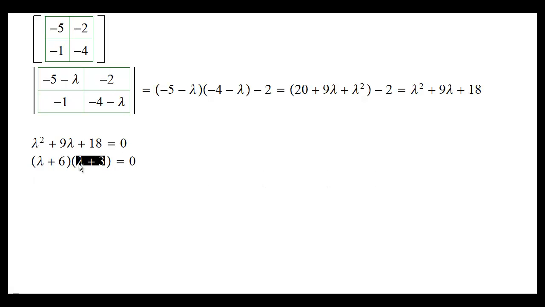So we have lambda equals -3 as one eigenvalue, all right, and lambda equals -6 as the other eigenvalue, all right, just as we did before. Now we shall go ahead and find eigenvectors corresponding to these eigenvalues.